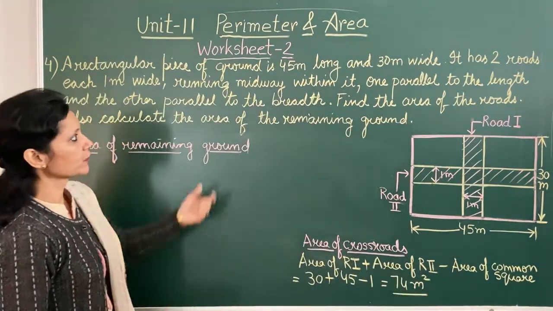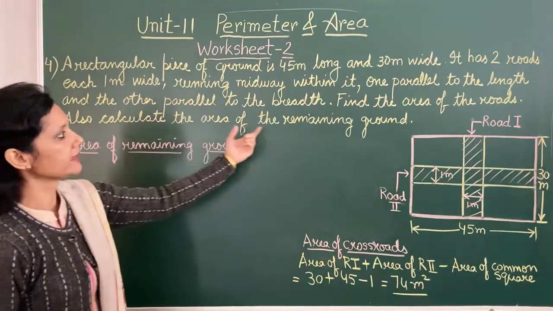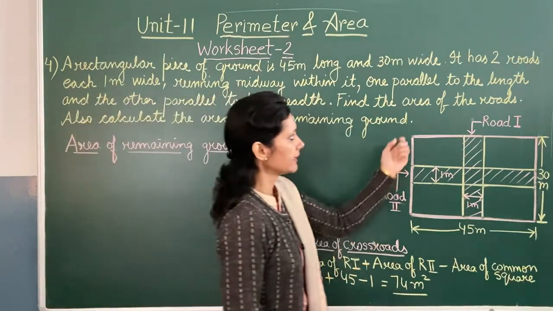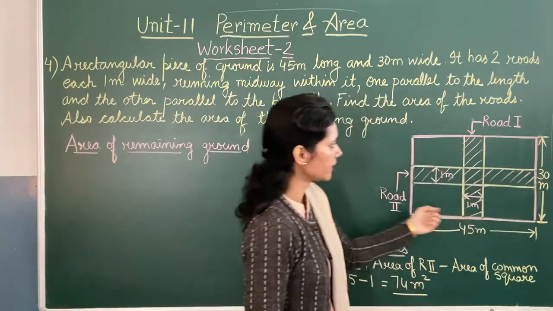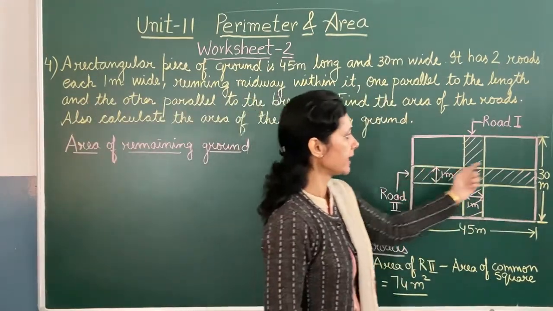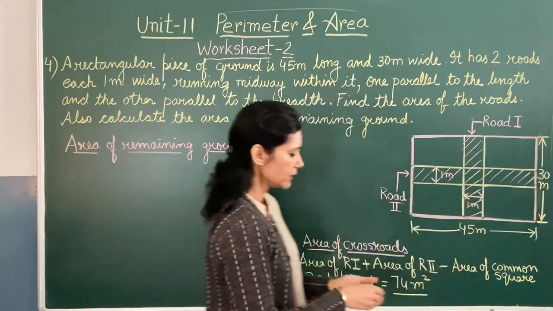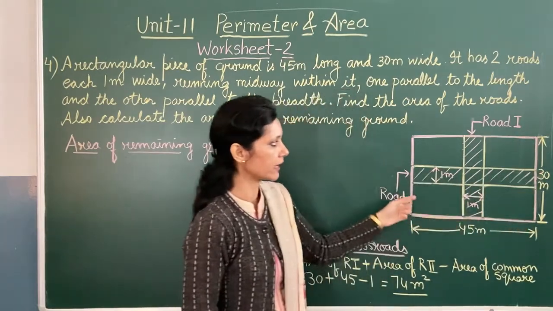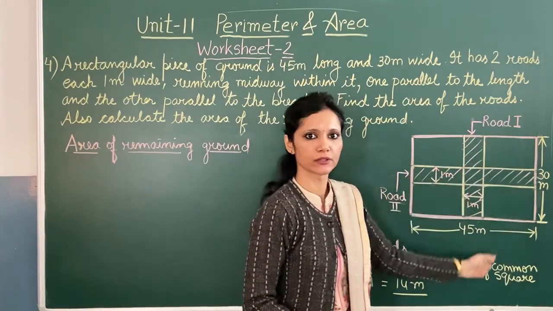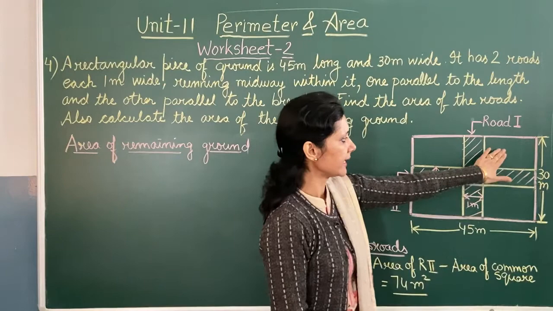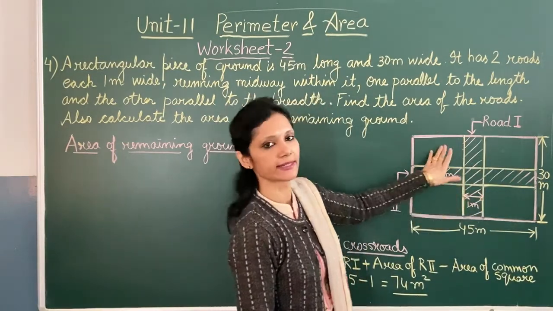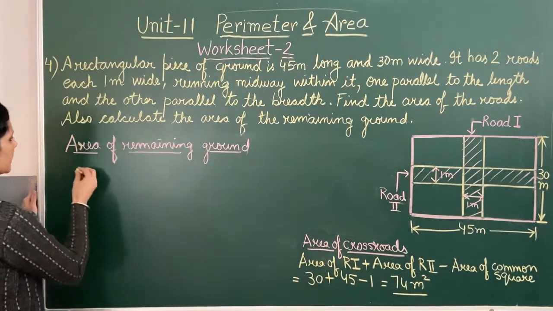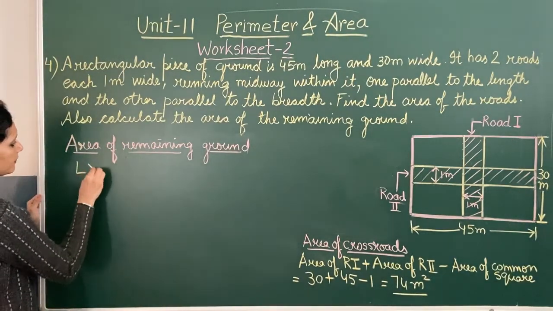The next part of the question is that we have to calculate the area of the remaining ground. Area of the remaining ground means the area of this rectangular ground leaving aside the area of the crossroads. So that means we would subtract the area of the crossroads from the area of this rectangular ground, and then we would get the area of the remaining rectangular ground.